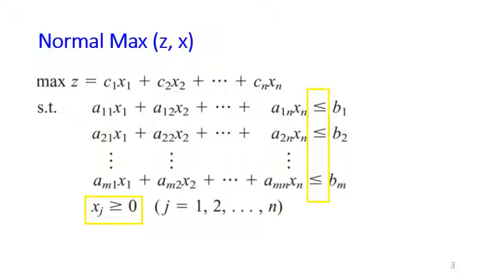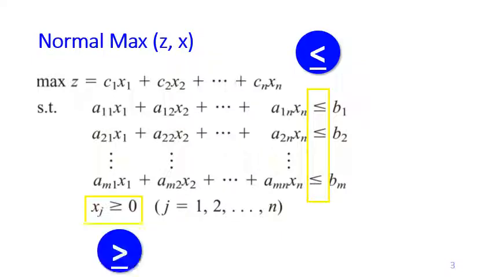To summarize, if you have a maximization problem where all constraints are less than or equal to, and all variables have the sign restrictions of greater than or equal to 0, then we call this maximization problem a normal maximization.